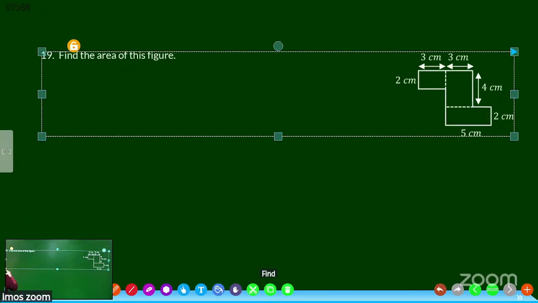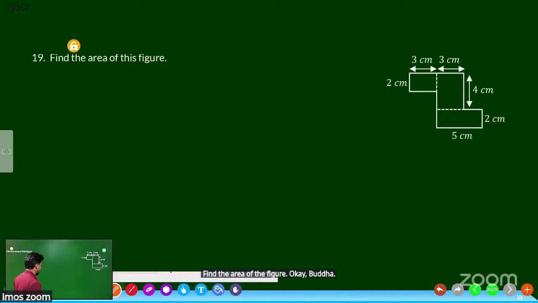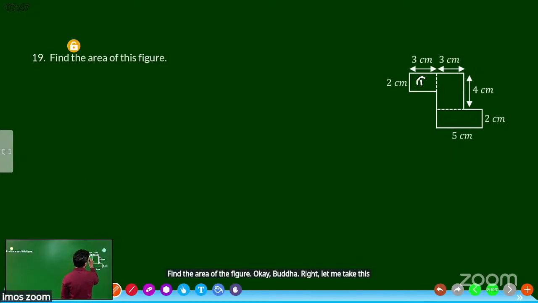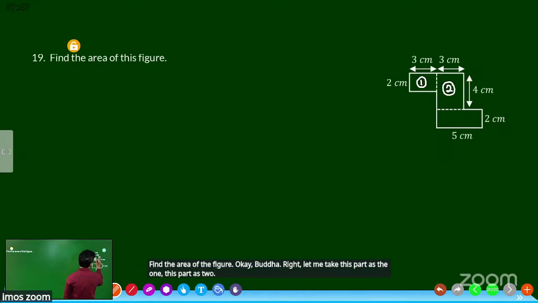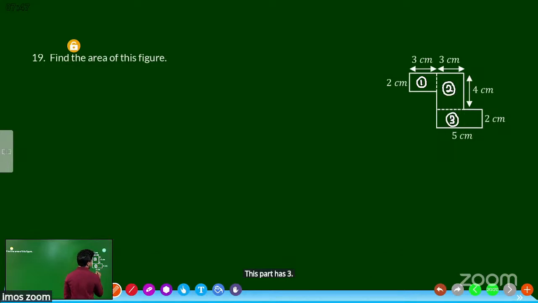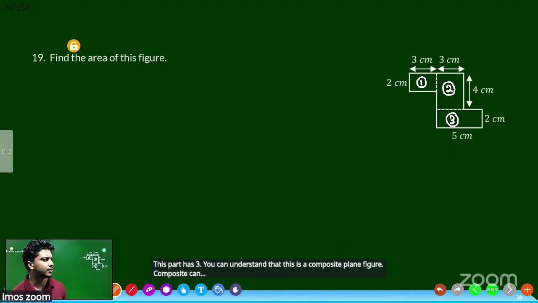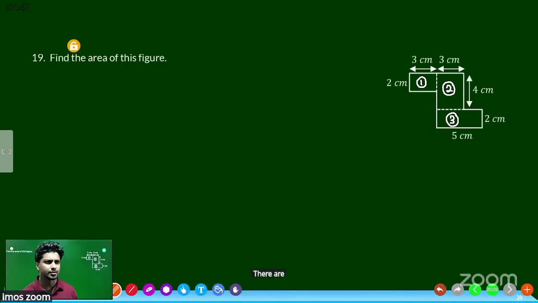Find the area of the figure. Okay, son. Let me take this part as 1, this part as 2, this part as 3. You can understand, this is a composite plane figure. Composite means combined plane figures. There are 3 rectangles. What is the area of a rectangle? Length into breadth. So I can say 1 plus 2 plus 3. Total area is equal to this.